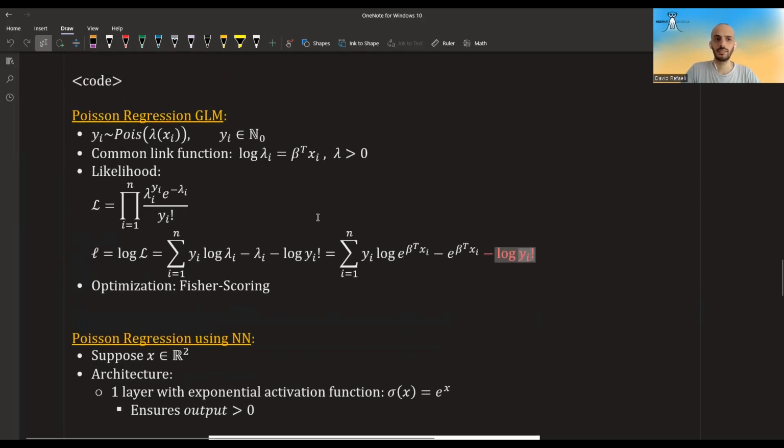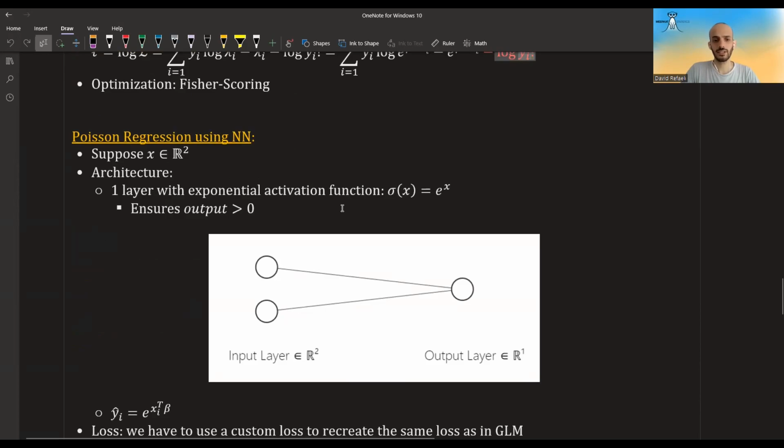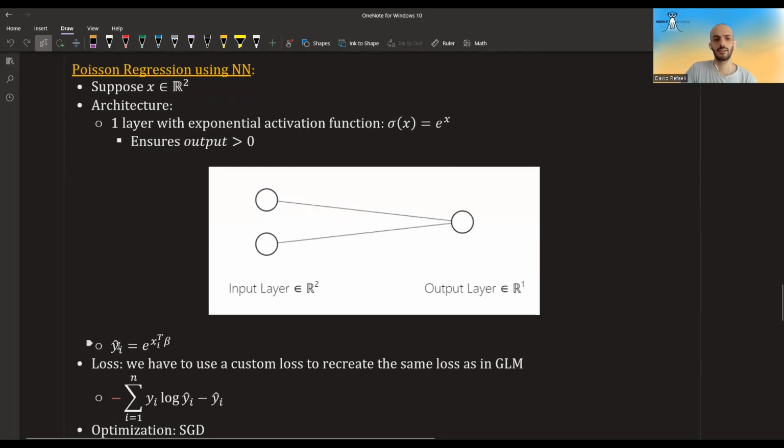How can we do it? How can we express it using a neural network? Well, again, it can just be a single layer with an activation function being the exponent of x. The exponent of x just ensures that the output is greater than 0. And so this is what the outputs will be. Again, there is some bias function that also goes here, and this usually goes without saying.